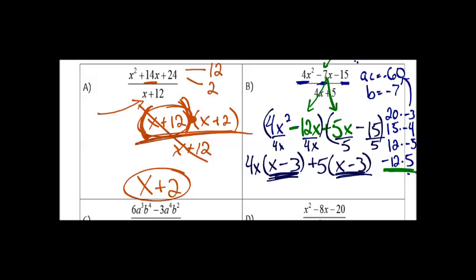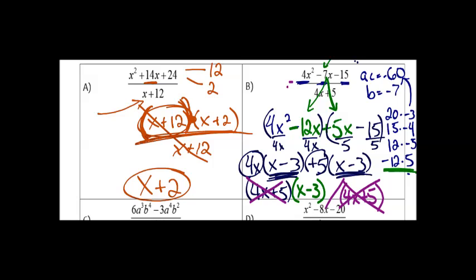And now I'm going to write those two factors over my denominator, 4x plus 5. That's coming from these two GCFs. And x minus 3. All of that is divided by 4x plus 5. So the common factor there is 4x plus 5. Those cancel out, which means that this equals x minus 3.